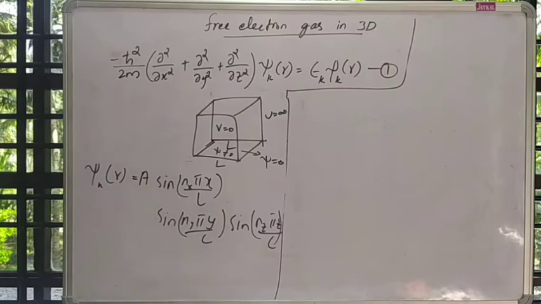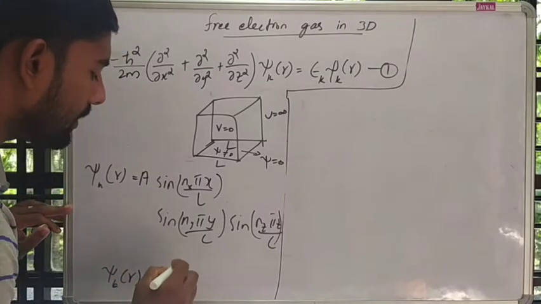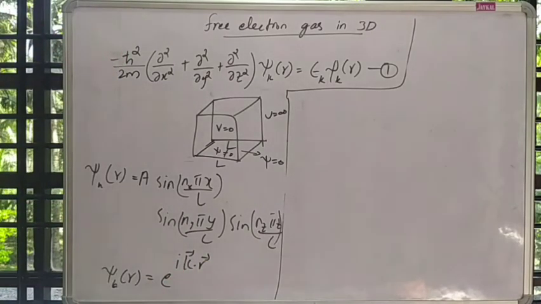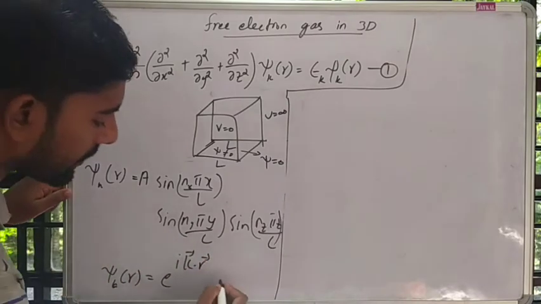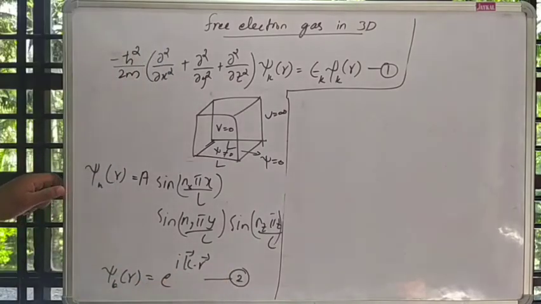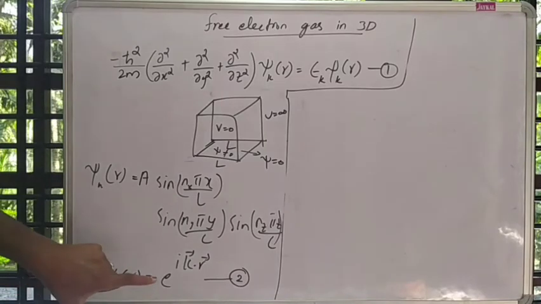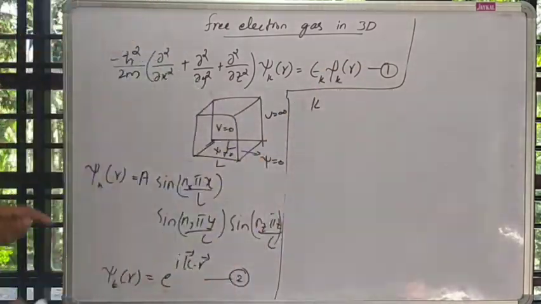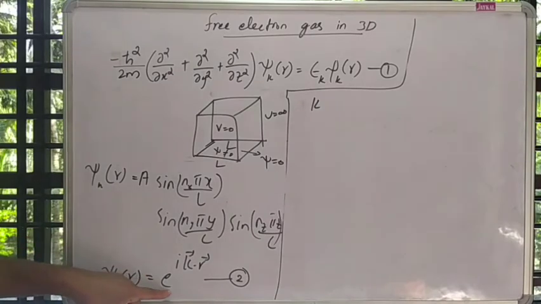So that's why we are taking a wave function which satisfies periodic boundary conditions. Let us take psi k of r equal to e raised to i k dot r. This wave function satisfies periodic boundary conditions. This is equation 2. This is the equation of a traveling wave. This wave function is similar to the equation of a traveling wave.